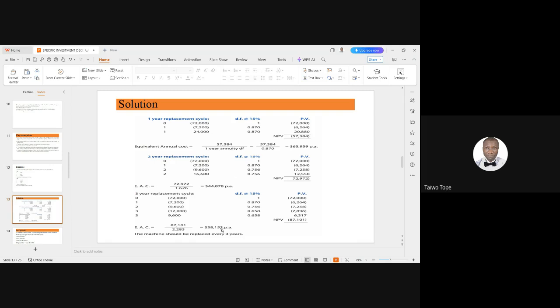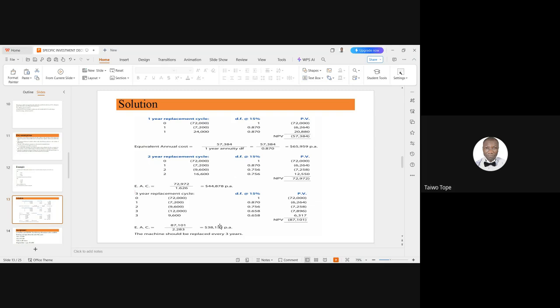You have the equivalent annual cost of 38,152 per annum. So in relation to this, the decision rule is to adopt the equivalent annual cost with the least value. And when you look at this, you discover that the equivalent annual cost in year 3 is the lowest. So therefore, the company should keep the machine for the full 3 years before replacing it.